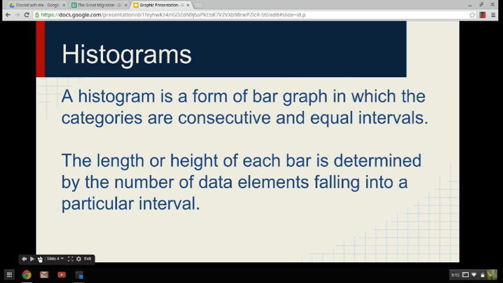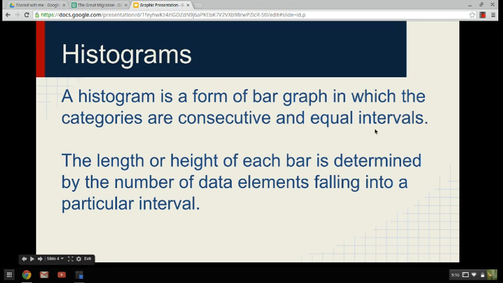The most difficult graph we're going to talk about today is histograms. A histogram is a type of bar graph in which the categories are consecutive and equal intervals. I know that sounds kind of complicated, but consecutive just means in a row. So if we think about our data, our first interval, our first group, is from 1900 to 1910. The next group picks up right where it leaves off, in 1910 to 1920. So if they're in a row, they're consecutive.